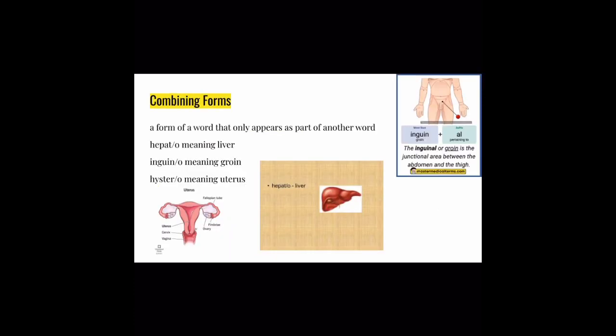Combining forms is a form of a word that only appears as a part of another word. An example would be hepato, meaning liver. The combining form would be that O or the hepat. Another example would be inguino, or inguin/O, meaning groin. Our last example is hystero, as in hysterectomy, meaning uterus. The combining form is the hyster-O.